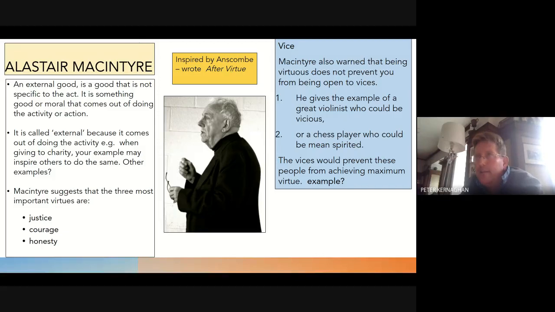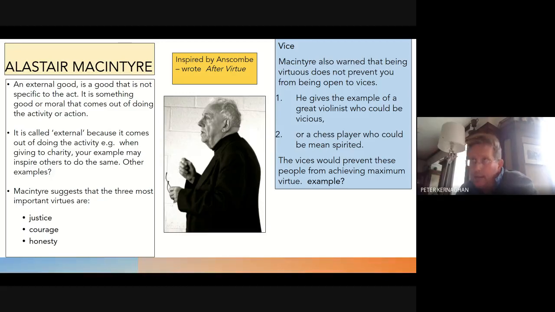Now, it's very important, this, because the challenge is, can Hitler, he had many virtues. And he acknowledges that great people of virtue can also be vicious. So being a great violinist, this is an example, could be a very vicious person. A chess player who could be mean-spirited. Great skill in one area doesn't mean you're morally virtuous in the next. But what he says is important. He says vices like this would prevent people from achieving maximum virtue.